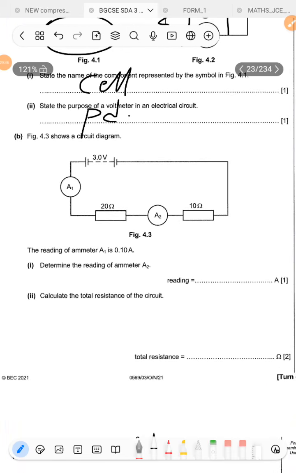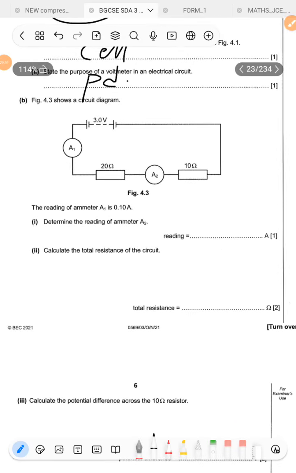B, figure 4.3 shows a circuit diagram. What type of circuit is that? That will be a series circuit where everything is connected in just one loop. The reading of the ammeter A1 is 0.10 amps. Determine the reading of ammeter A2. So the reading on ammeter 2 is going to be the same, 0.10 amps. Why? Because in a series circuit, current is the same throughout, whereas in a parallel circuit, current is added.